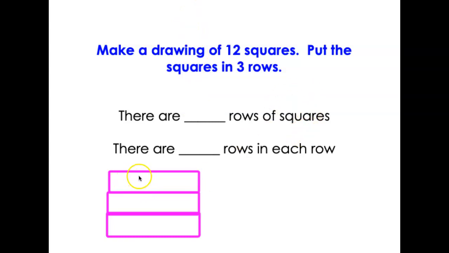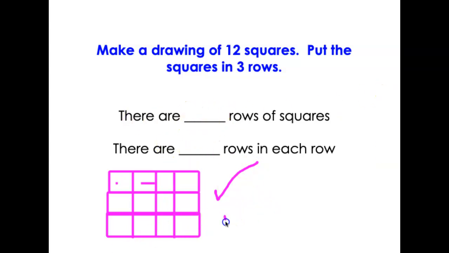So what you should have done is, let's see, 1, 2, 3. And that should equal 12. So I have 1, 2, 3, 4, 5, 6, 7, 8, 9, 10, 11, 12. Great job. You did it. And still drawing lines. It's on a free hand. You did it. Okay, so there are blank rows of squares.